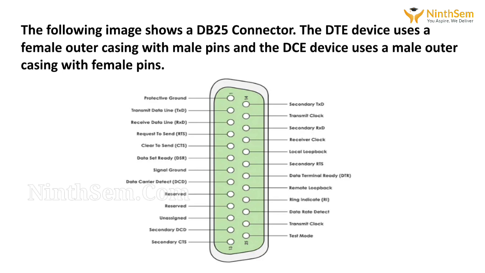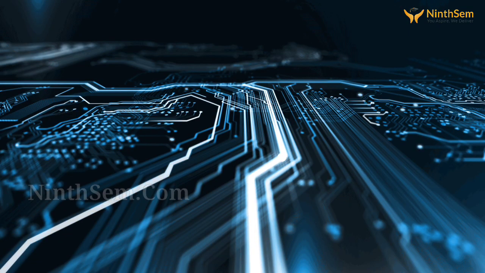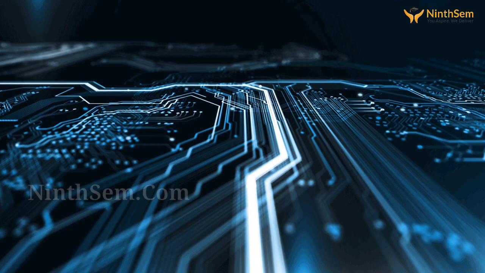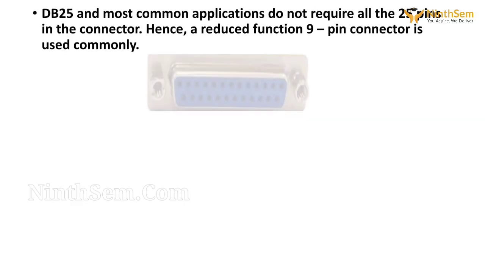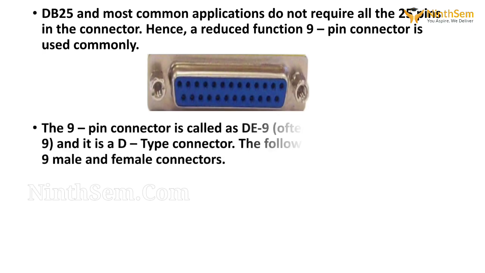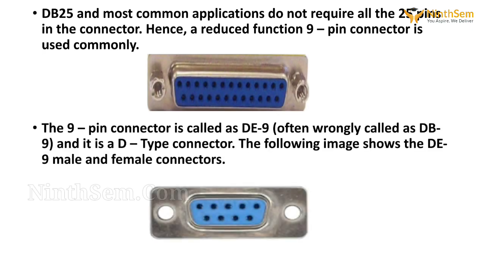As we know, electronic equipment and devices are getting smaller, so we do not have room for a larger connector like DB25, and most common applications do not require all 25 pins in the connector. Hence, a reduced-function 9-pin connector is commonly used. In industry, most applications run on a 9-pin connector, because everyone in industry requires a compact size. So the 9-pin connector is called DE9.